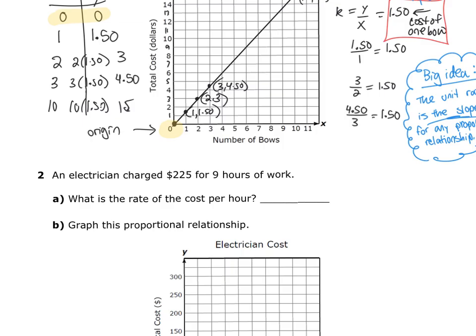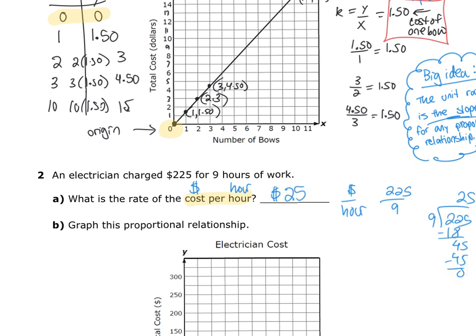Let's look at another example. In this example, an electrician charges $225 for 9 hours of work. And we want to know the cost per hour. So that's going to be our dollars per hour. Okay, so we have 225 divided by 9. That works out to $25. So this electrician is charging $25 per hour.